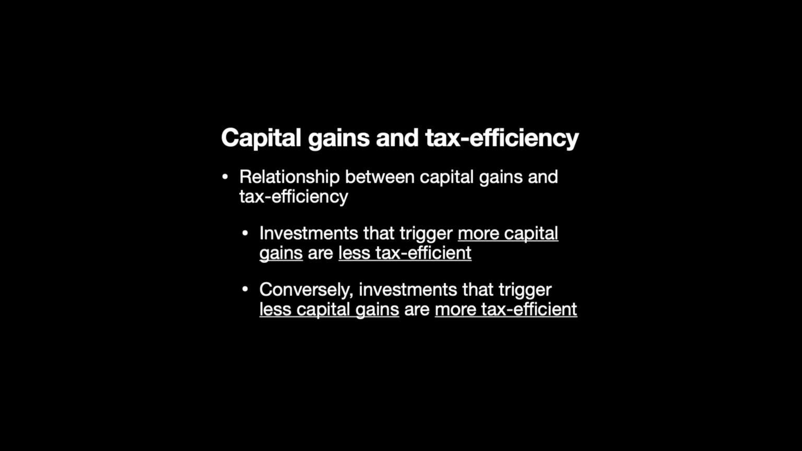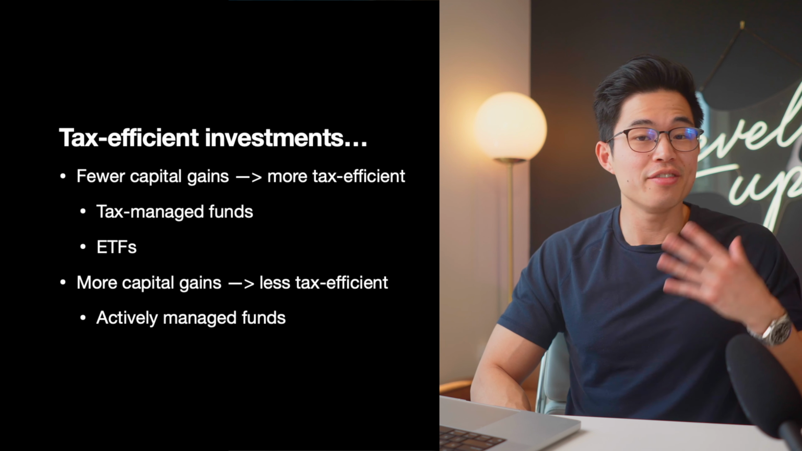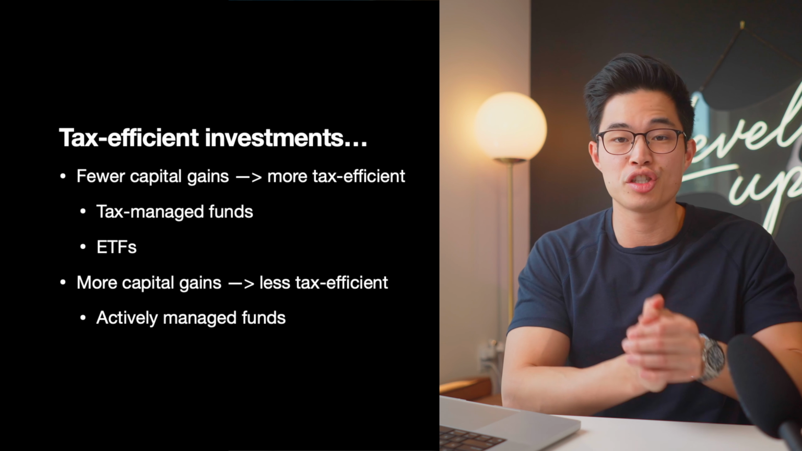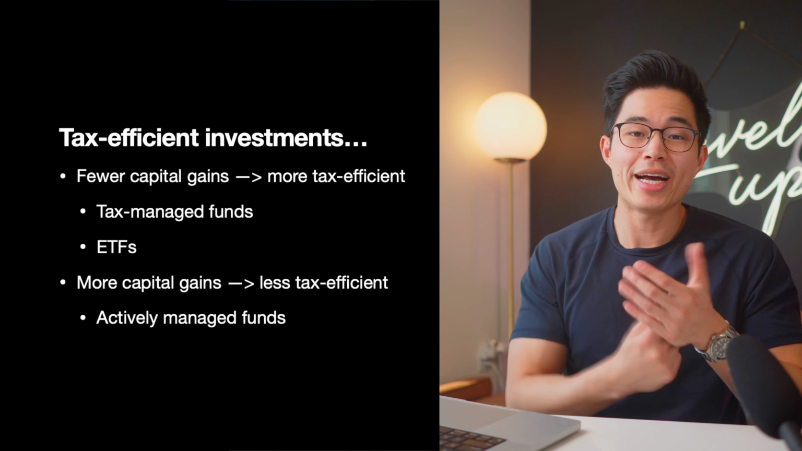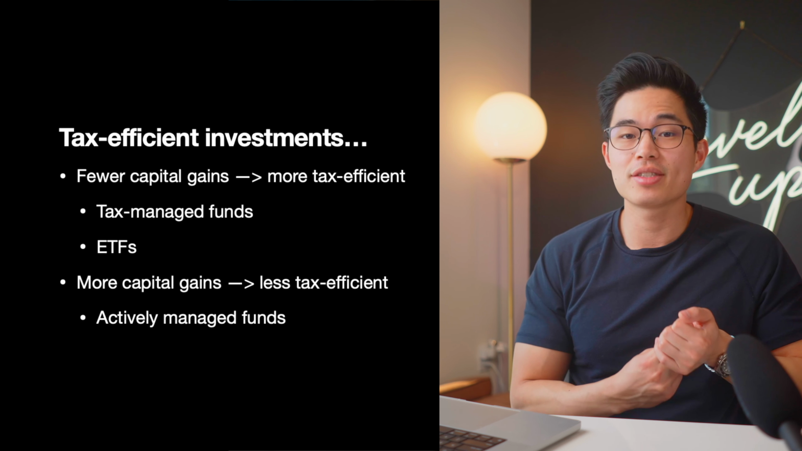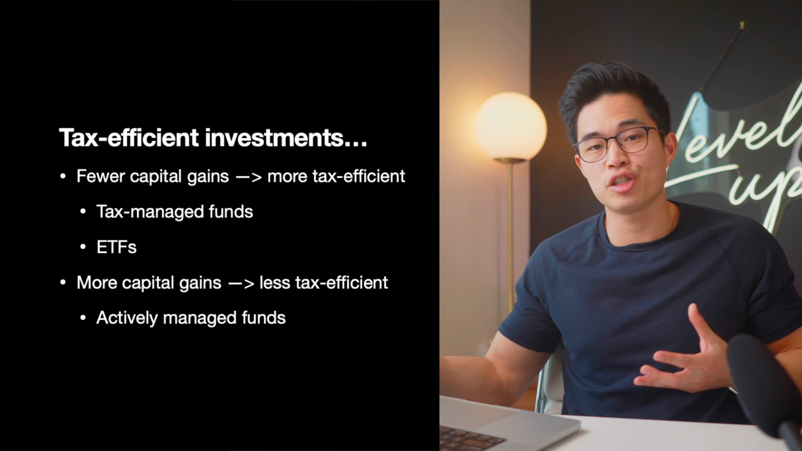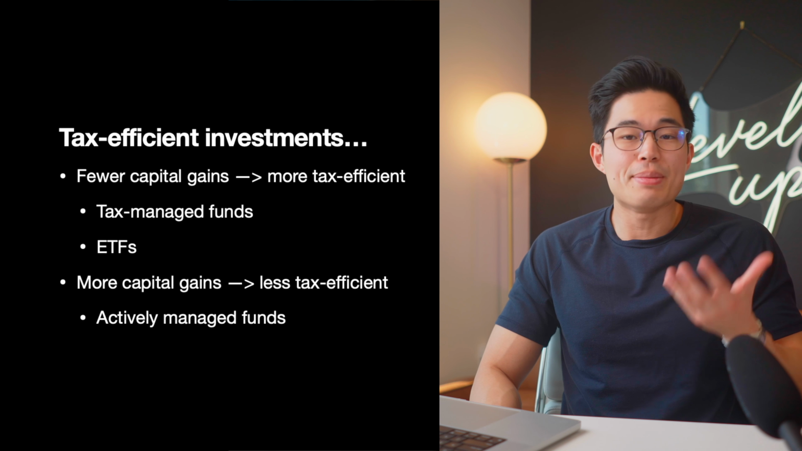There's a relationship between capital gains and tax efficiency. Investments that trigger more capital gains are less tax efficient, and conversely, investments that trigger fewer capital gains are more tax efficient. So here are some examples of tax efficient investments. The fewer capital gains you're paying, the more tax efficient it is. So this includes things like tax managed funds and ETFs. Now, of course, if you have more capital gains, this means you're less tax efficient. And this includes things like actively managed funds.